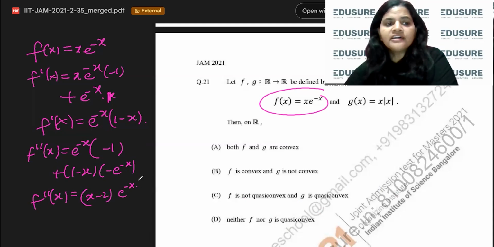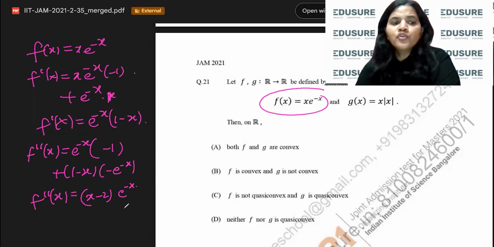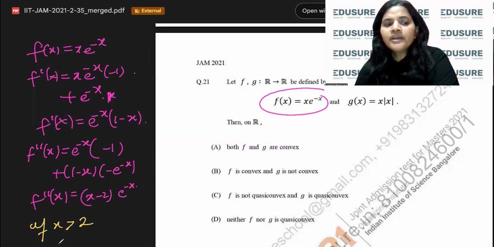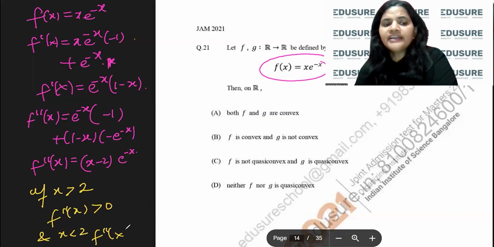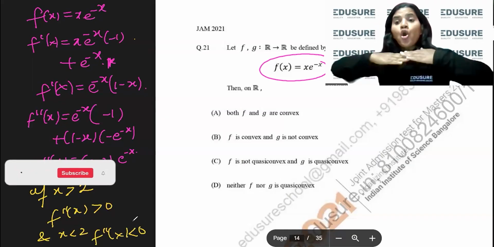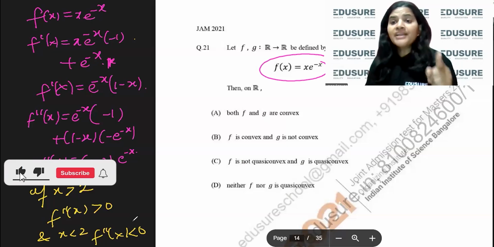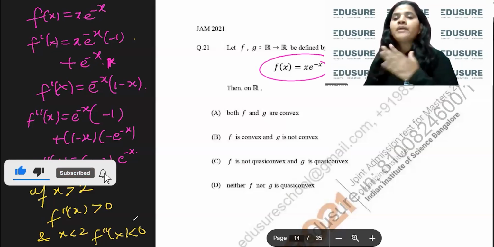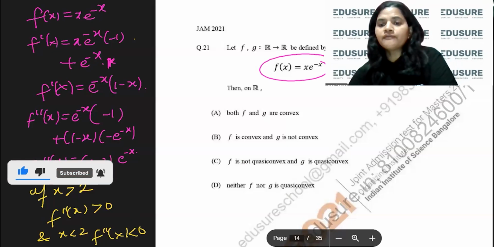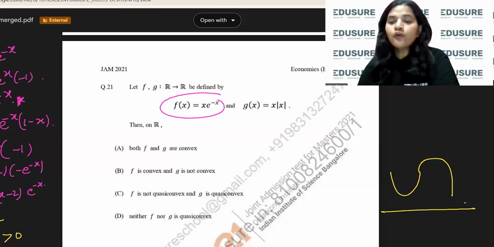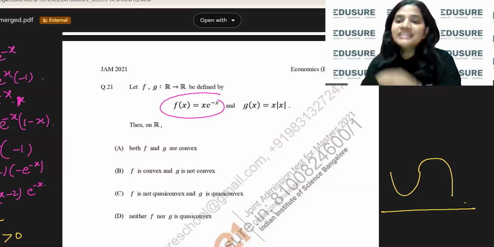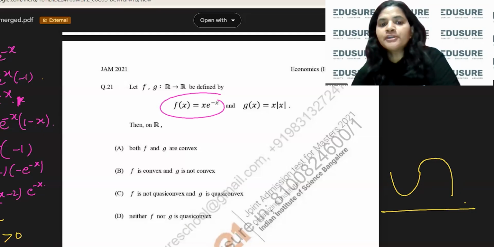Okay, so let us look at this second derivative. Now notice that if x is greater than 2, my second derivative will be positive, and if x is less than 2, my second derivative will be negative. Therefore, on the domain of this particular function, my convexity and concavity will not be uniform. On some part the graph is going to be like this, on some part the graph is going to be like this. So if my graph is not following the same pattern throughout its domain, it is neither convex nor concave. So therefore, this particular function f(x) is neither concave nor convex.